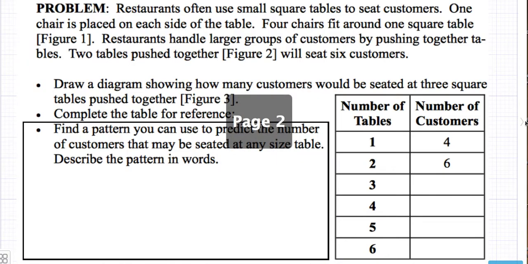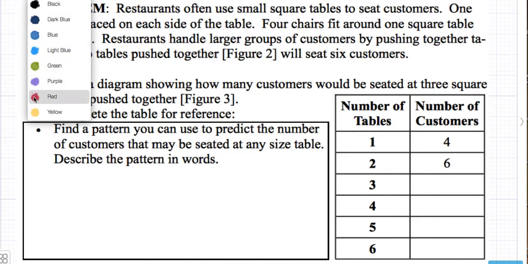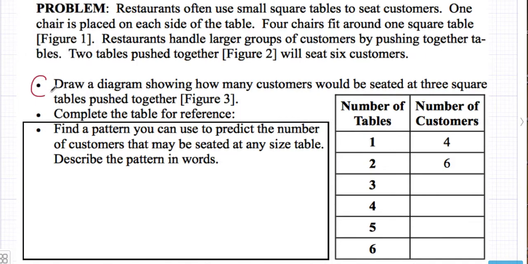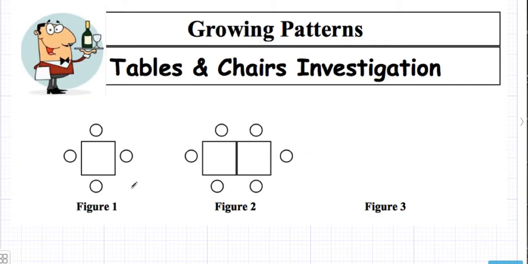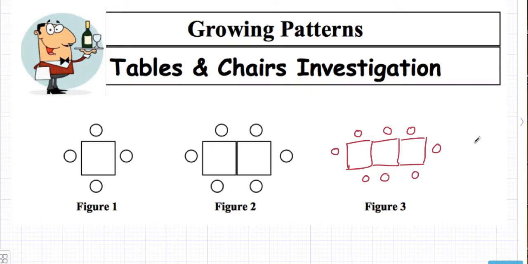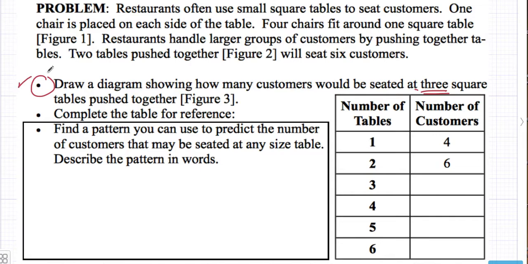So the first question is draw a diagram showing how many customers would be seated at a 3 square table, so that's 3 squares together when they're pushed together. So you can see on this page we've got a 1 square table, a 2 square table, and we need a 3 square table. And all the tables have been pushed together. Now we can fit people on each end, and one person can sit on each side of the table. So that's the diagram for 3 square tables. So that is the first question.